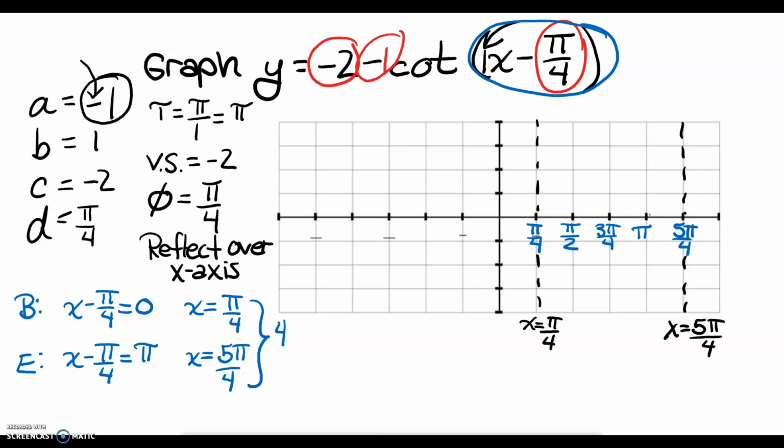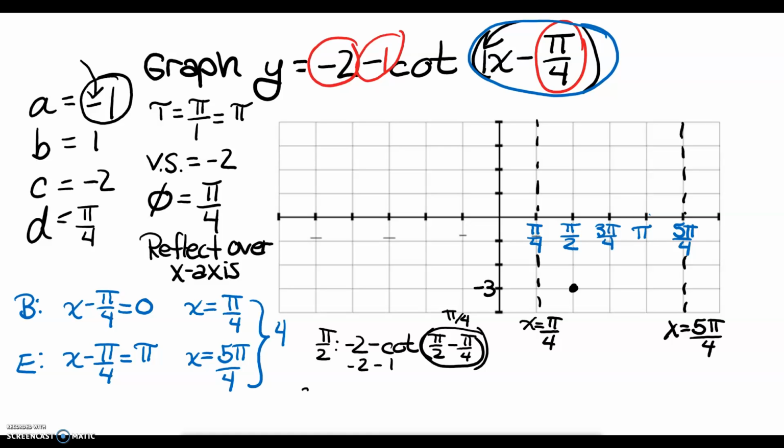So let's do some calculations and we're going to find the value of this graph. So let's do at pi over 2, we get negative 2 minus the cotangent of pi over 2 minus pi over 4. Well, this value right here is just pi over 4. And I know the cotangent of pi over 4 is 1. So I end up with negative 2 minus 1 is negative 3. So I'll come down here and put a mark at negative 3.